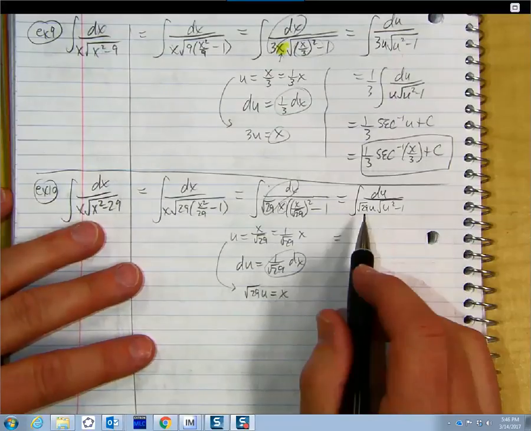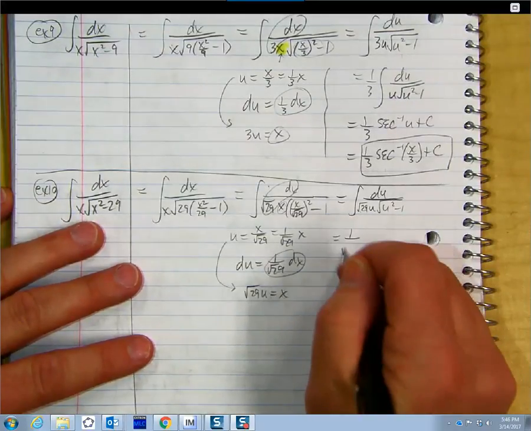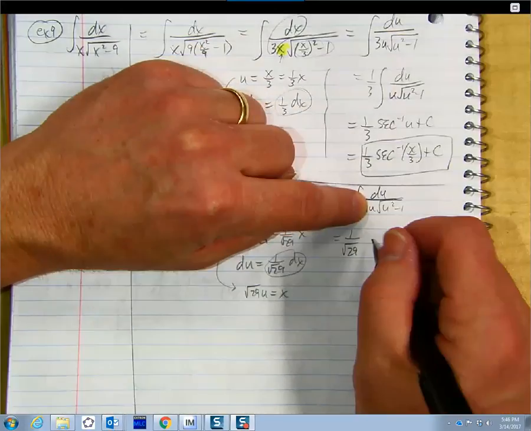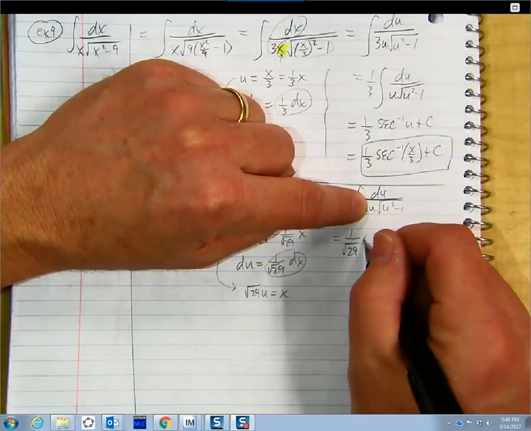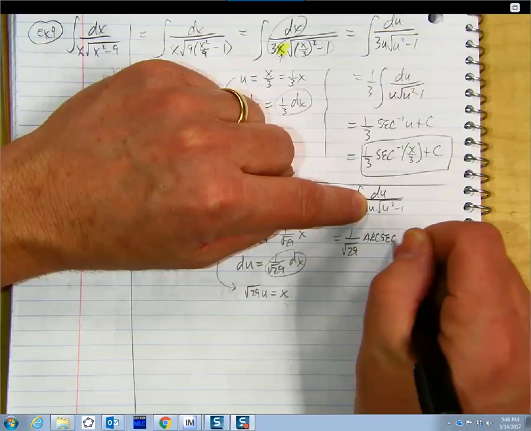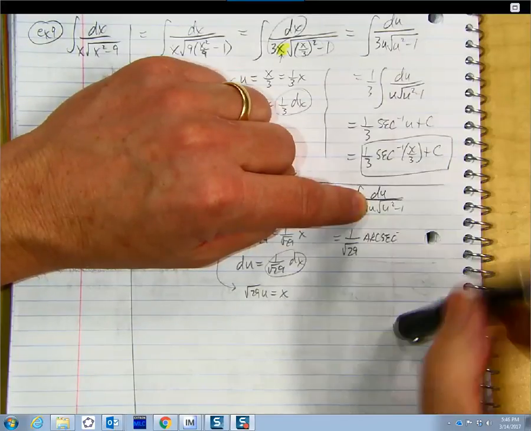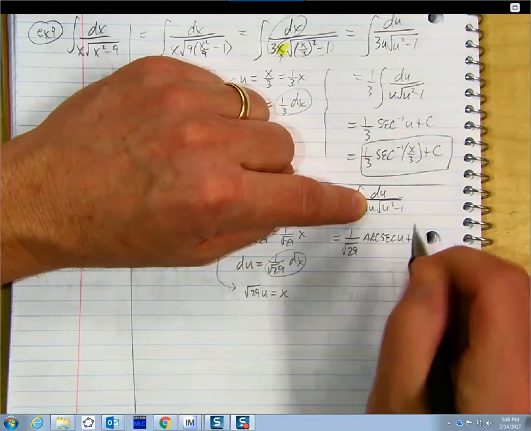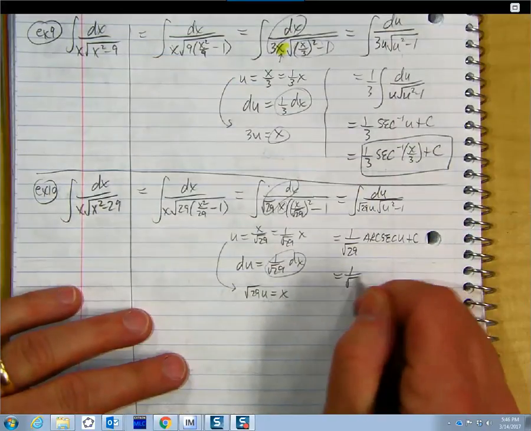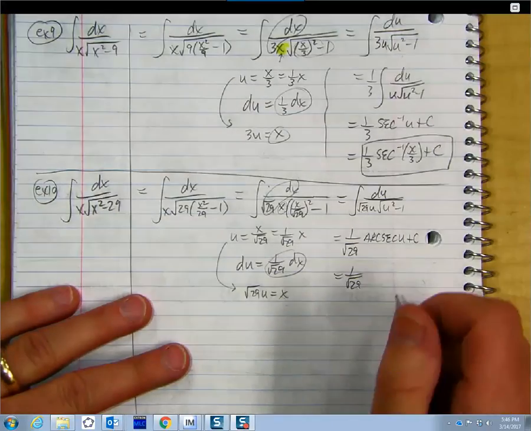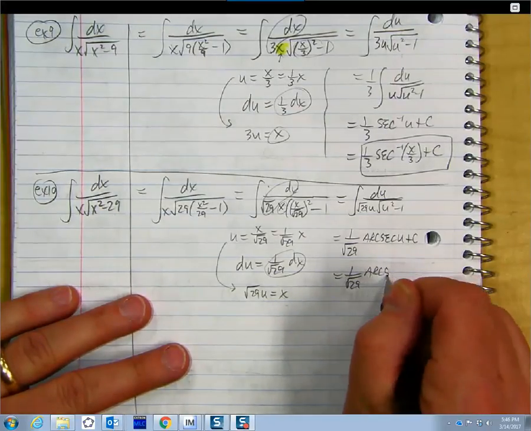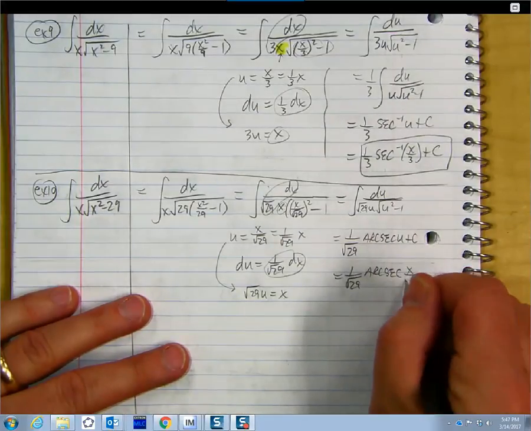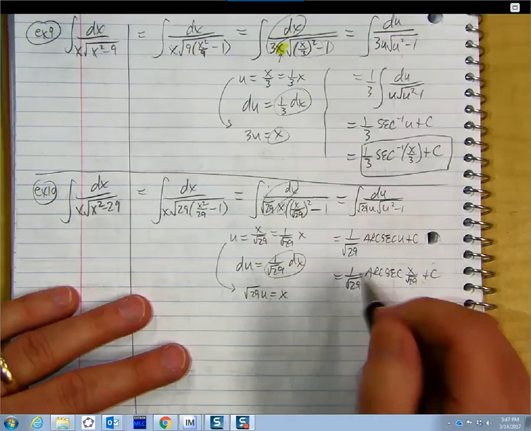So I'm going to go ahead and picture this outside and just go 1 over rad 29. Just pretend like it's not there because I factored it out front. And then we've got arc secant. I'm going to go old school this time just to mix it up a little bit. Don't use the -1 up there anymore if you do the arc secant of u plus c. And that turns into 1 over rad 29 arc secant of the stuff, which is x over rad 29, plus c.